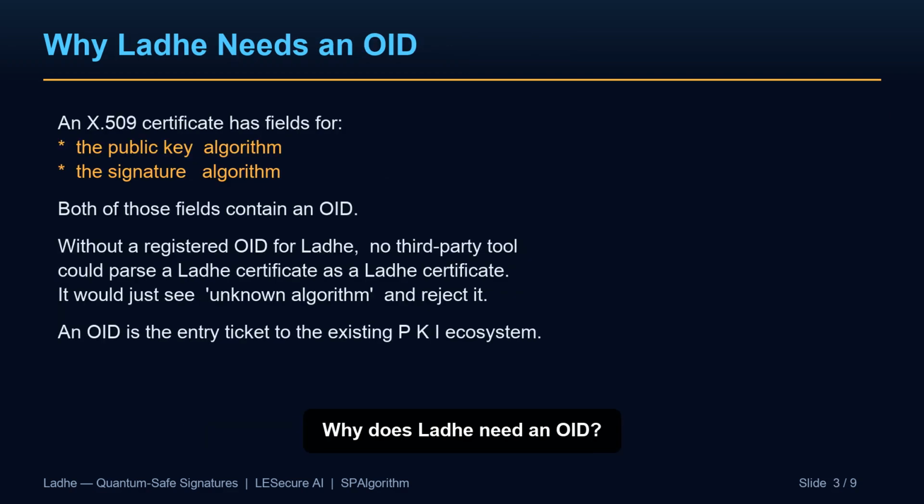Why does Ladhe need an OID? An X.509 certificate has fields for the public key algorithm and the signature algorithm. Both of those fields contain an OID. Without a registered OID for Ladhe, no third-party tool could parse a Ladhe certificate. As a Ladhe certificate, it would just see unknown algorithm and reject it. An OID is the entry ticket to the existing PKI ecosystem.